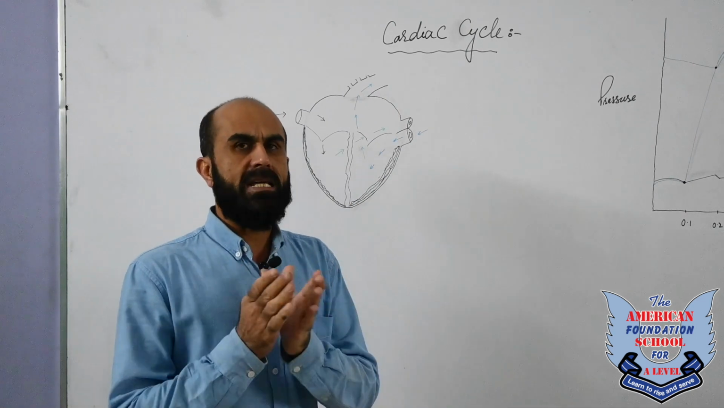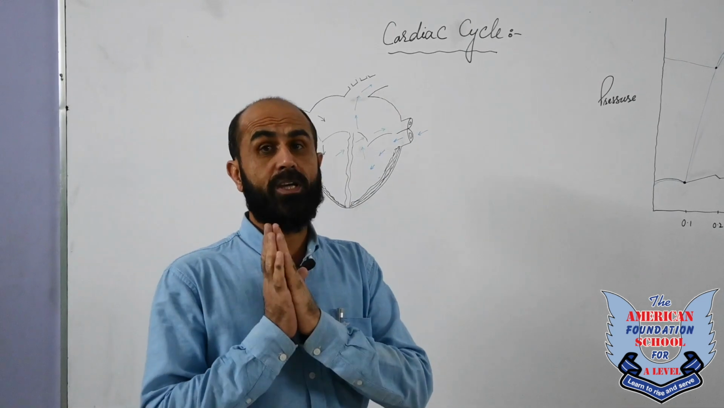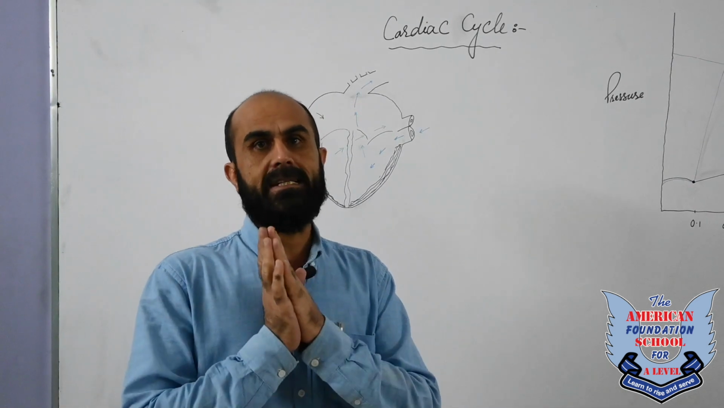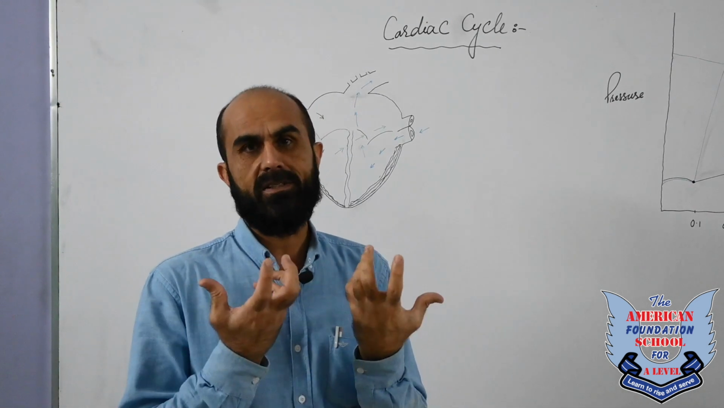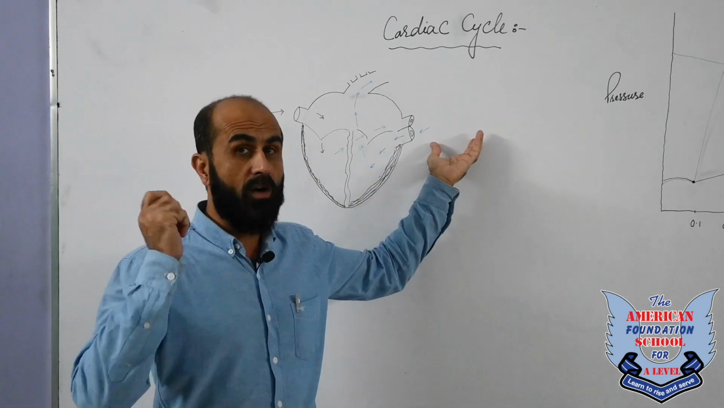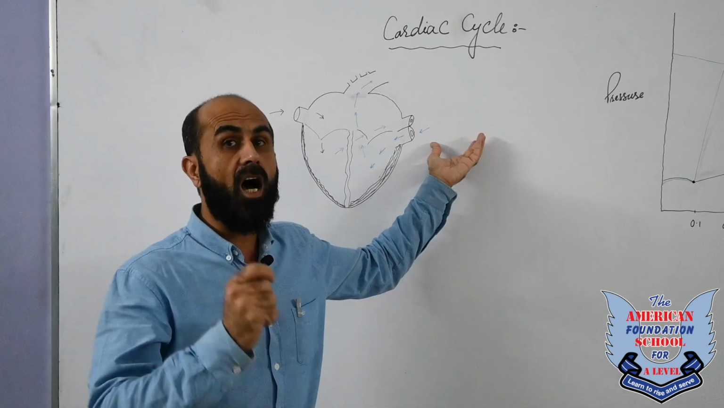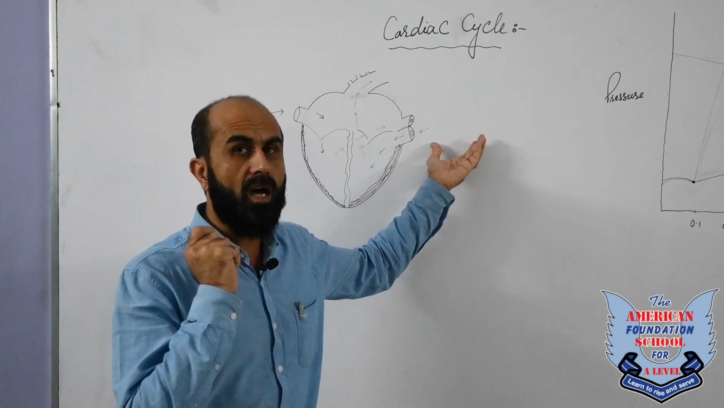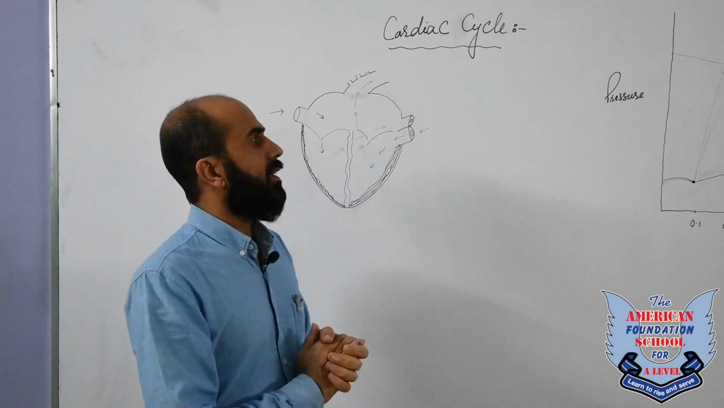Cardiac cycle basically is the sequence of events which takes place while the heart is beating. So cardiac cycle means the sequence of events in one heartbeat.